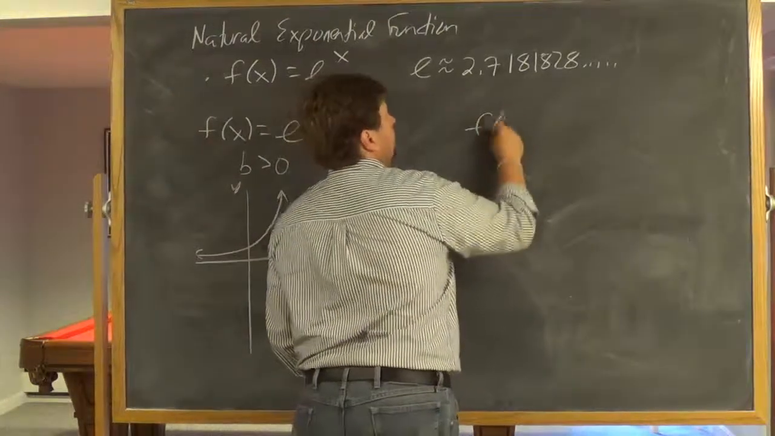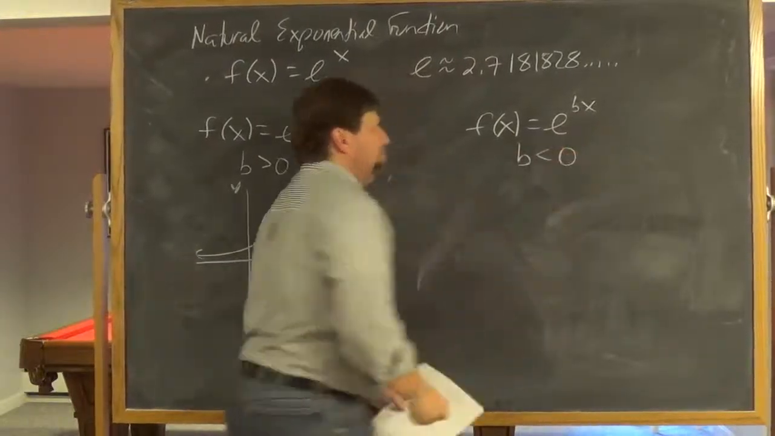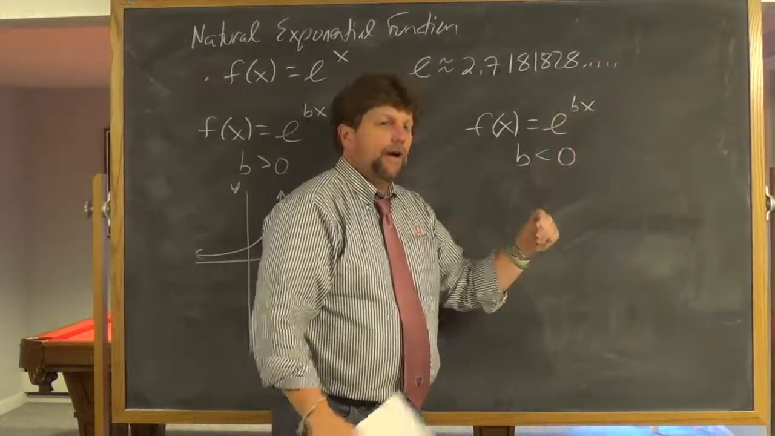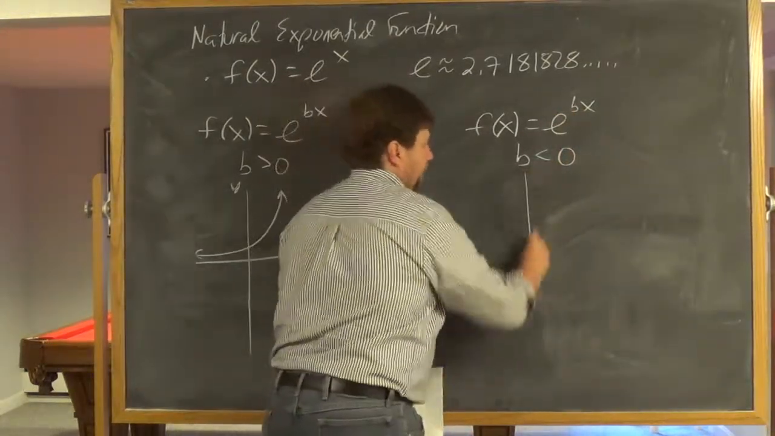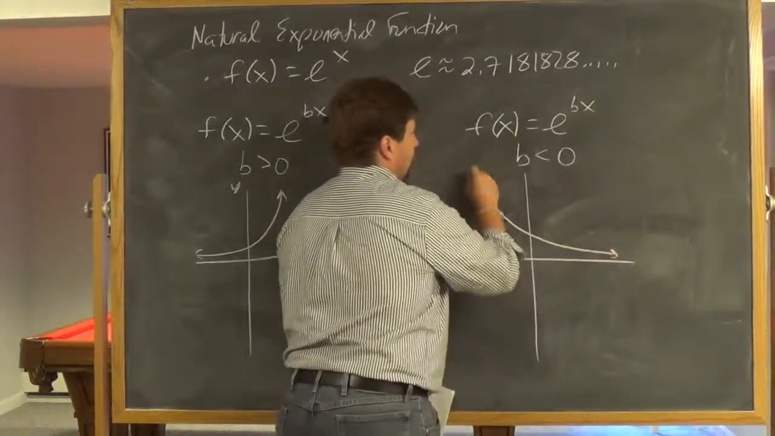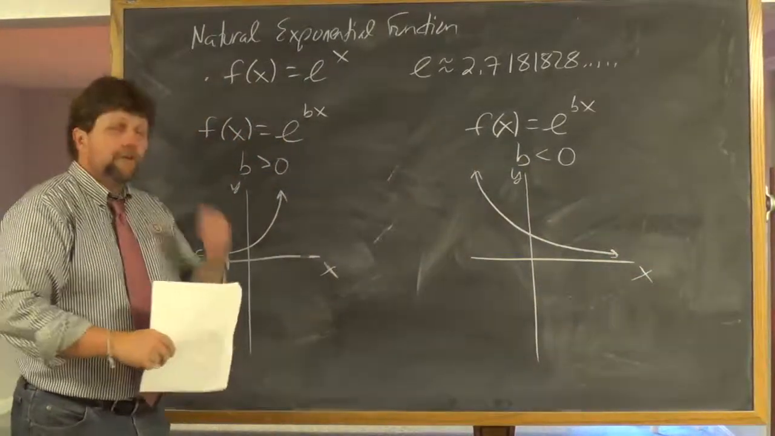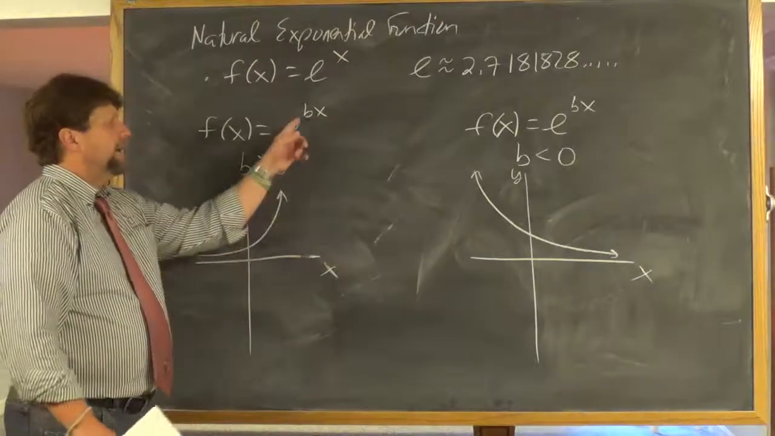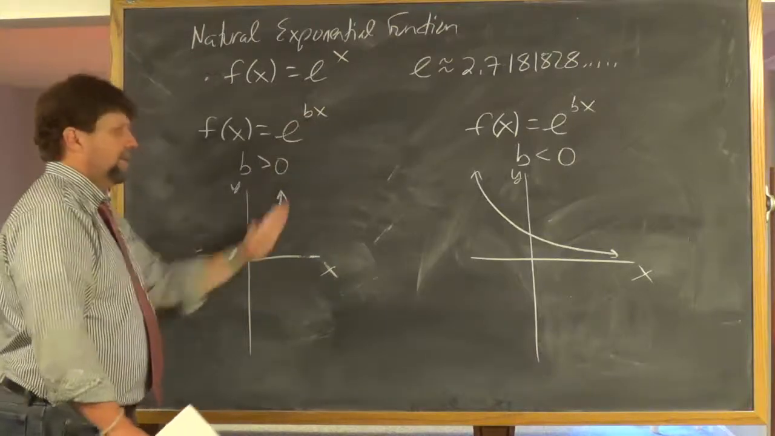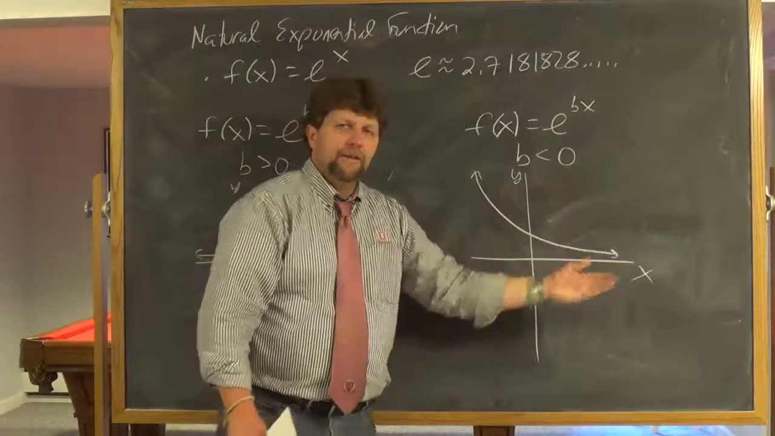On the other hand, if b is a negative number, you have e to the negative 1.4x. Then the graph is exponential decay. So for the natural exponential function, the key is on the exponent. If that exponent is a positive number, you have growth. If that number here is a negative number, you have decay.